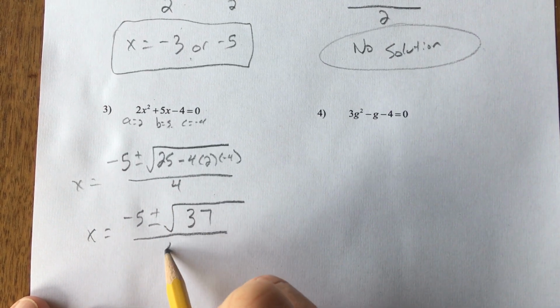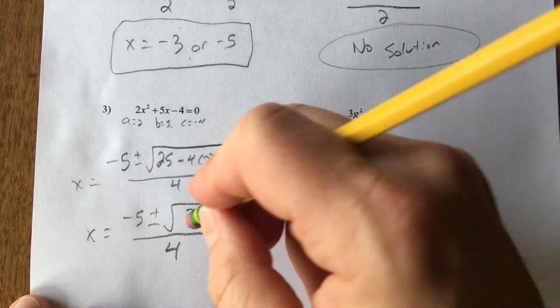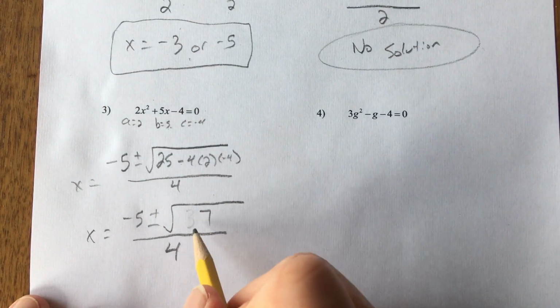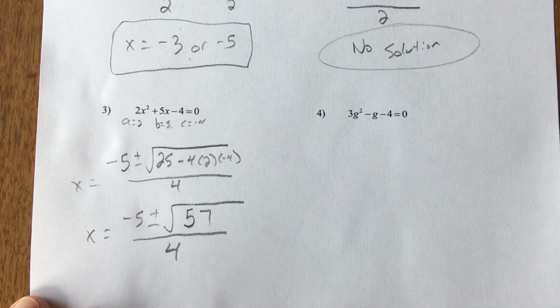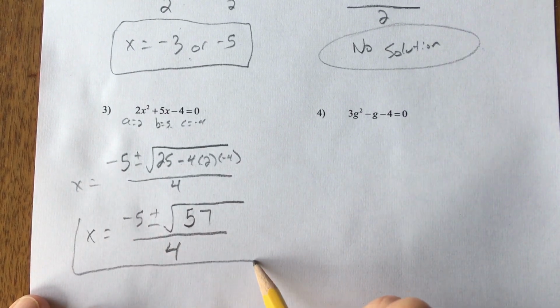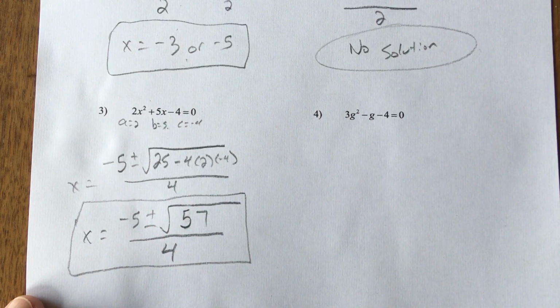I'm going to get 57 over 4. Let me do that again. No, not 37. I'm going to get 57. Okay? And then the square root of 57 does not work out nice and neatly, and so there's no reason to make it more complicated. We're going to just stop right there. That is our answer then.